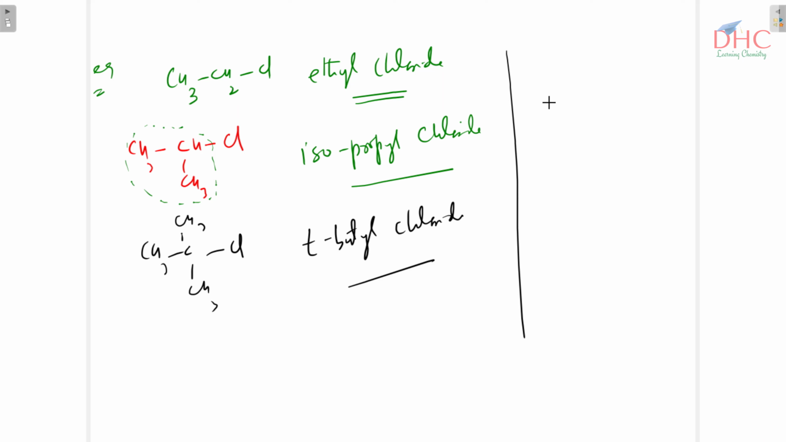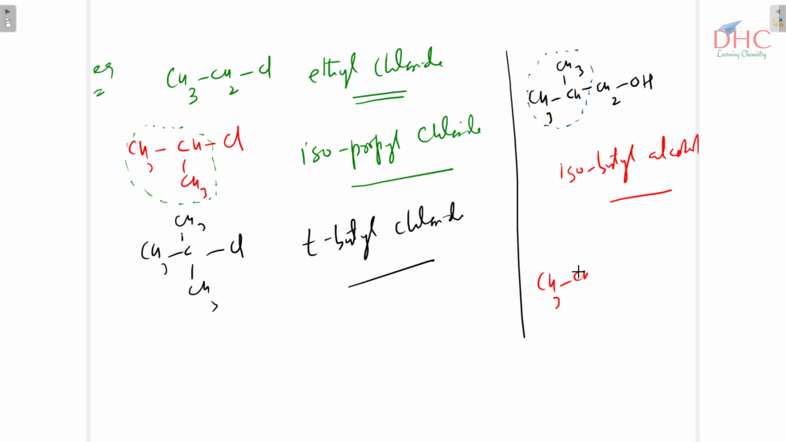Similarly, we have other names like CH3 single bond C, CH3, then CH2 single bond OH. If you look here, this is again an iso group. So we will name it like one carbon, 2, 3, 4. So it's isobutyl alcohol. It's isobutyl alcohol.